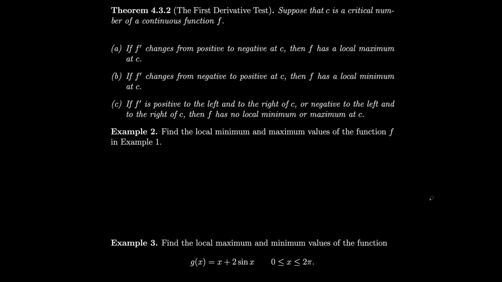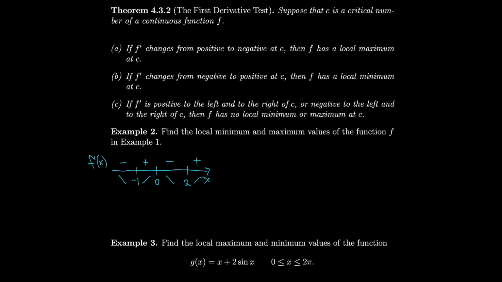Let's find the local minimum and maximum values of the function in example 1. So remember that chart that we drew. Let's draw that again. So here's x. Here are the zeros, minus 1, 0, and 2. It was negative up until minus 1, then positive, then negative, and then positive afterward. So we know that, and this is for our derivative f prime, we know that f was going down, then up, then down, and then up, because that's what increasing and decreasing means.